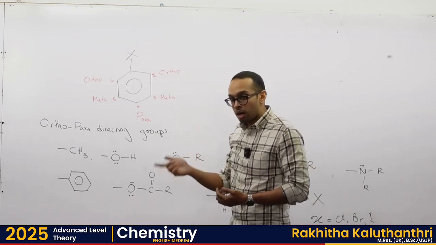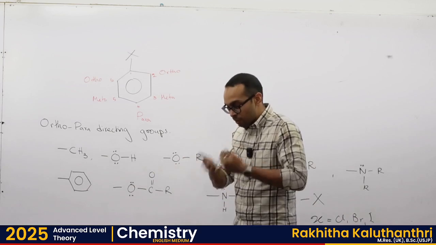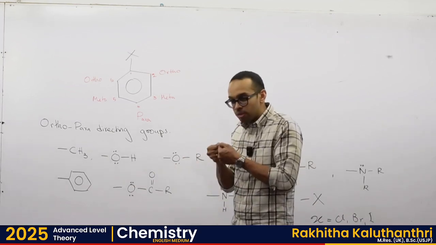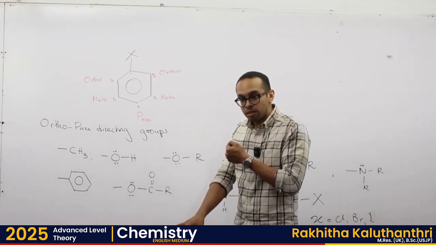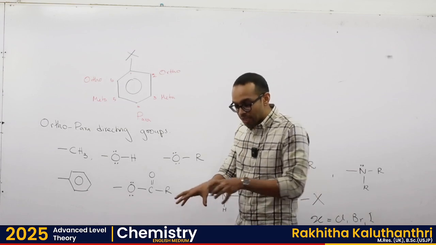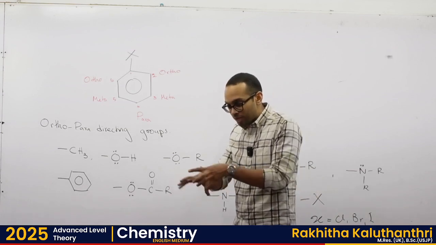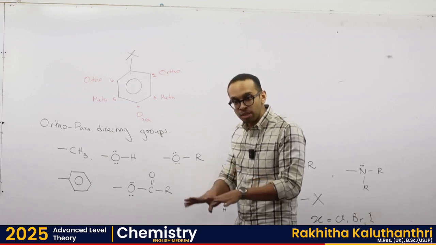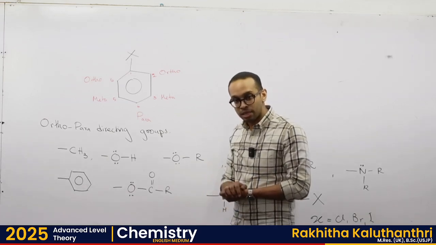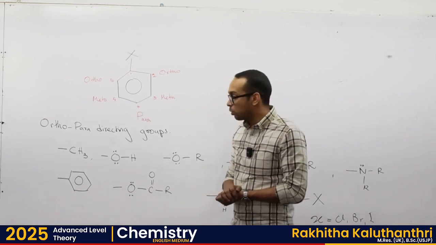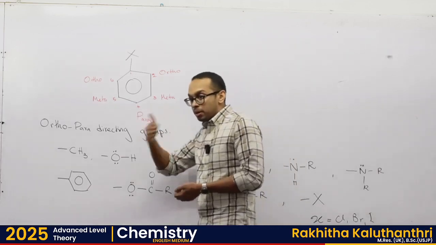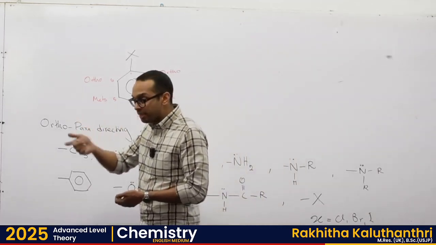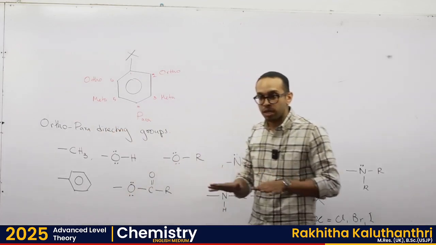Meta-directing groups are usually electron withdrawing groups. They pull electrons out of the benzene ring. Now the benzene ring is electron deficient. So the reaction speed with electrophiles when it comes to meta-directing groups will usually be slower. Is that clear? Do you understand? So ring activators speed up the reaction. Ring deactivators slow down the reaction.